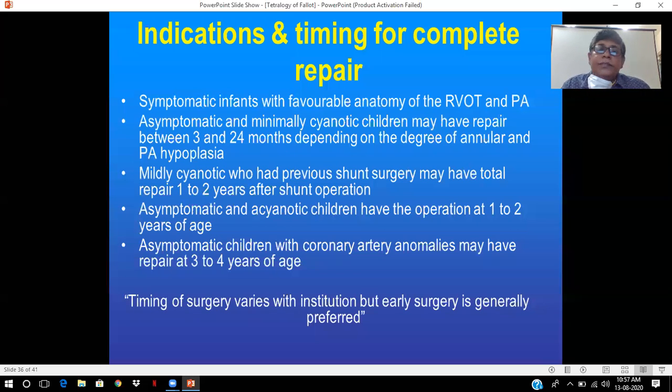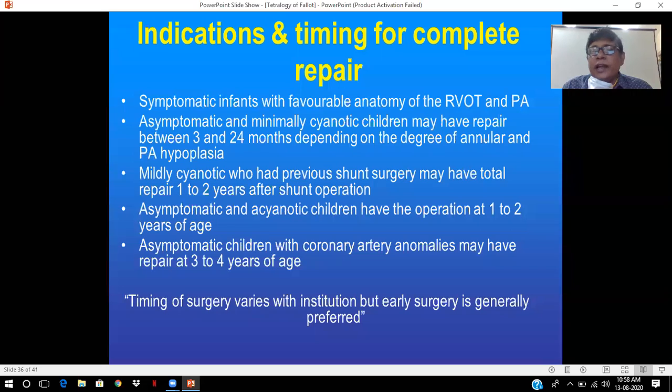Now the best thing to do is total corrective surgery. More and more cardiothoracic surgeons and many institutes are advocating total corrective surgery without doing this shunt operation, because of better post-operative management, and it is seen that the survival and long-term outcome of the child is better with total corrective surgery. So who are the candidates?